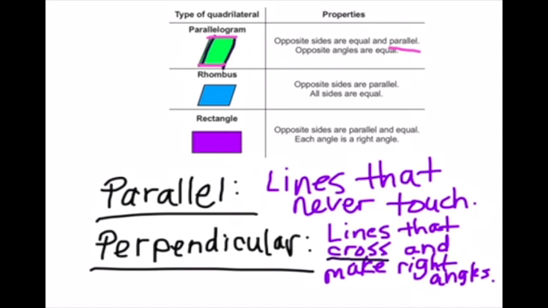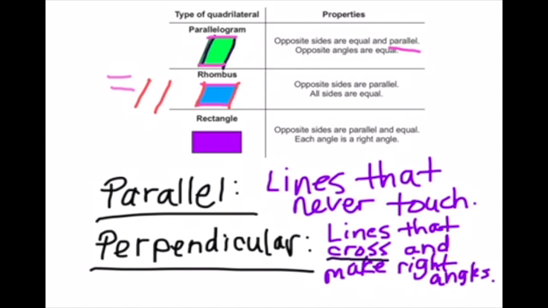In the rhombus, I see the same type of thing. On top and on the bottom, I see two parallel lines. And then I see on the sides a parallel line and a parallel line because I see them line up with each other perfectly. Let's look at the rectangle.